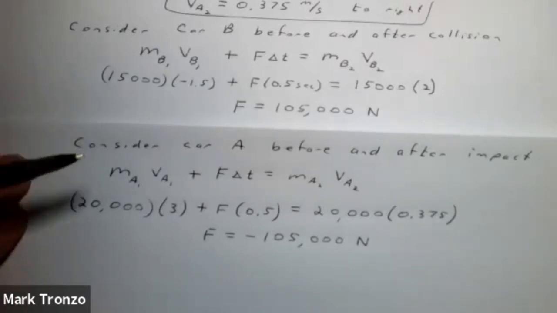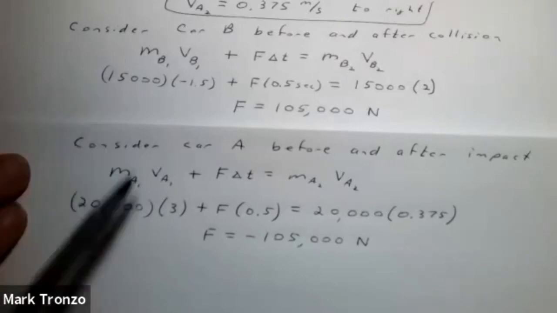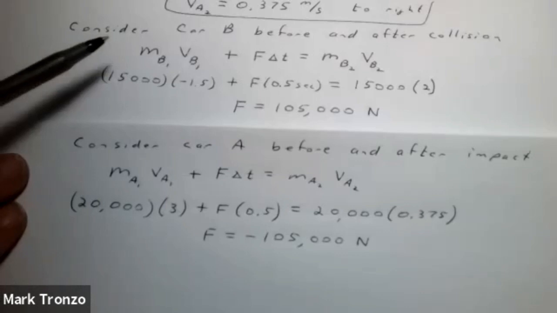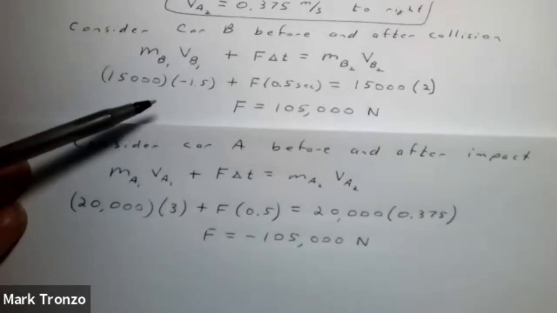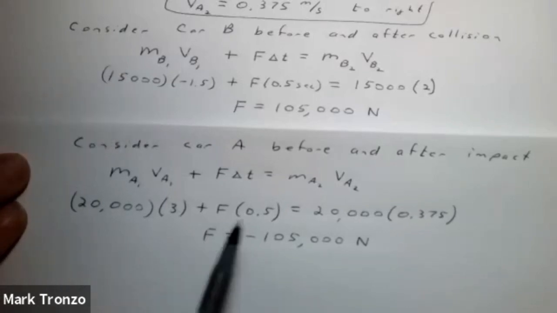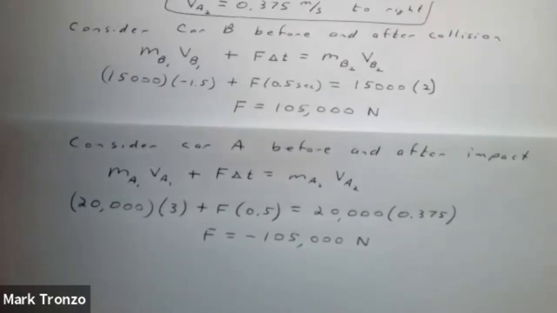So we could have used either one. We're just looking for the impulse or the force between the two cars. So by using car B, we got 105,000. And for car A, we got negative 105,000. So we got the same thing. So you could do it either way.